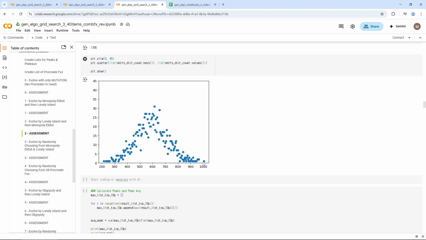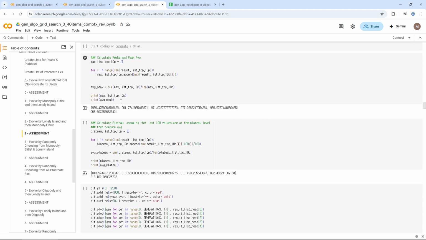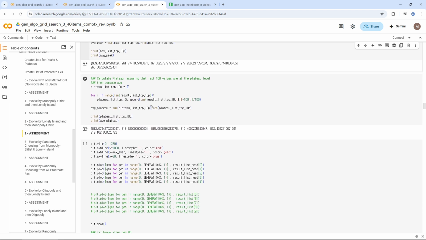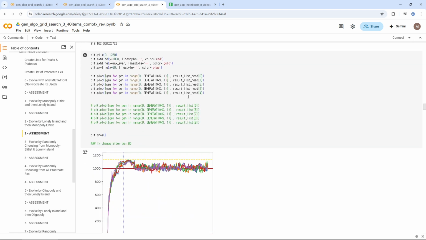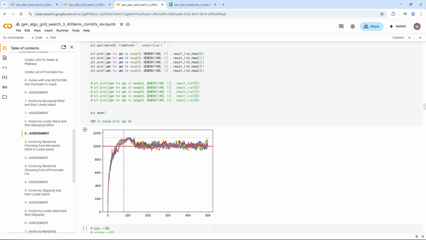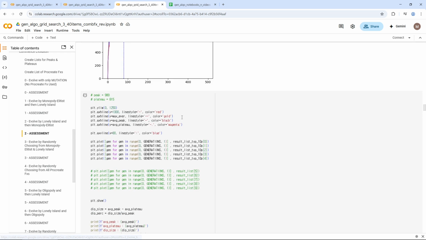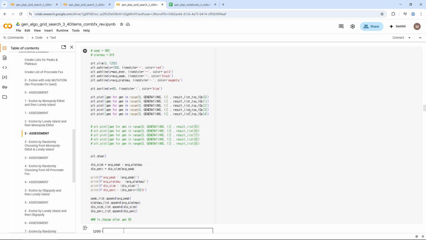Nice bell curve. The average peak is 965. Average plateau level is 818, and here are the results for the heads. Very similar, but we do see the dip, and there are still oscillations because we keep losing the top entities due to mutation and going over the threshold. And here are the plots for the top 10%.